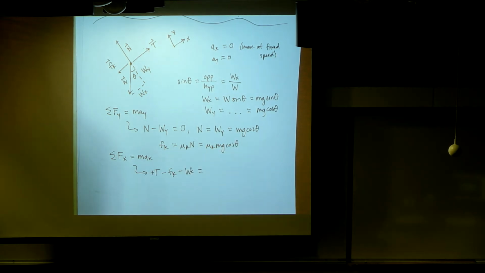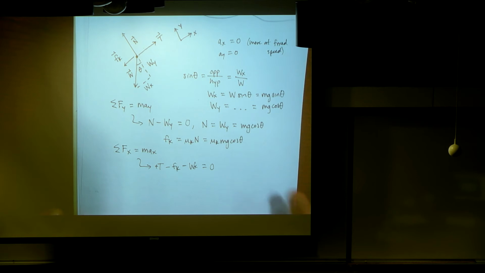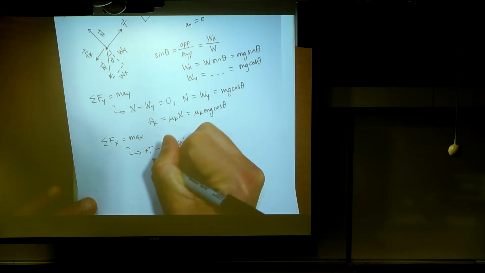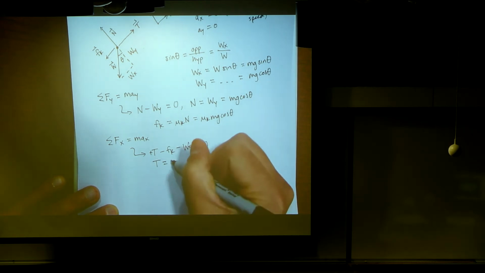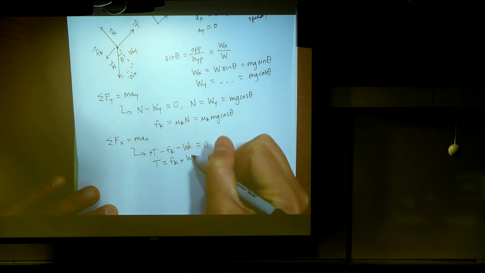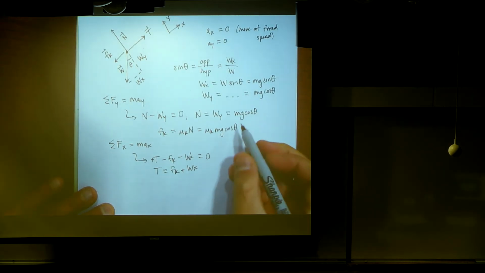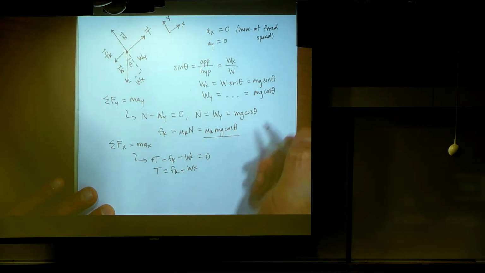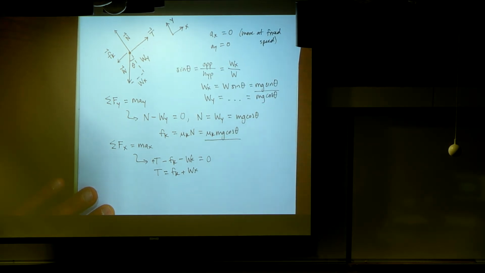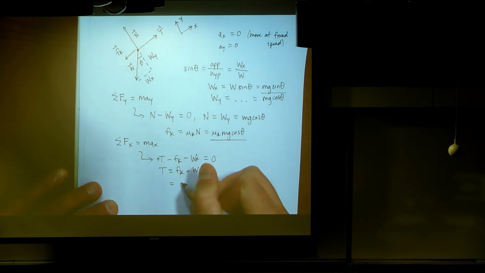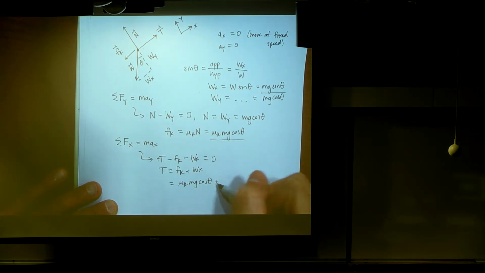M times A? 0. So it looks like the tension we are looking for, T, is equal to, just put these on the other side as positive terms, Fk plus Wx. But check this out, we have both of those things. This is Fk, this is Wx, right? And so let's put those in. Kinetic friction is mu k mg cos theta, right? There it is. We worked that out earlier, plus Wx. That's mg sine theta, isn't it?